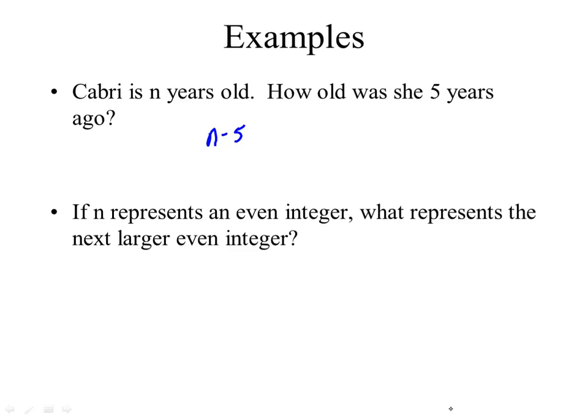All right, look at the bottom. If n represents an even integer, we talked about this in 098. You remember how to represent evens, right? Evens and odds, you're skip counting by 2. So if n is your first even number, for example, if n was 4, what's the next even number? 6. How did you get there? You're adding 2. Okay? So if n represents an even integer, what represents the next larger even integer?